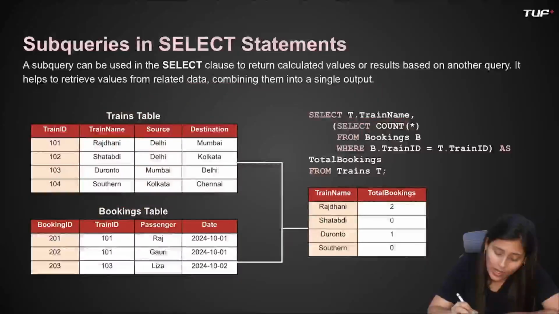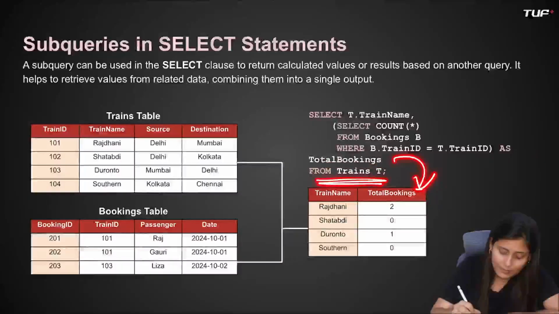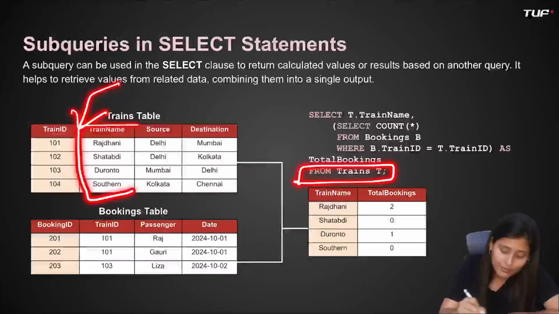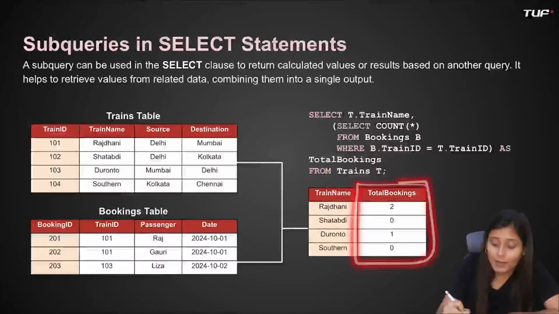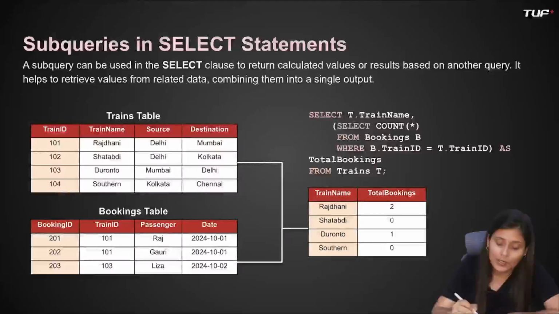So this will be the train name column in the result, and the second column we want is something we will call total bookings, from trains table T. So from the trains table we are selecting two columns. One column is train name, which we have given as it is, and another column we want to create with the name total bookings. But that column will again be a subquery within the select statement. So that's select count of all from the bookings table. What are we selecting? Count of all, which means the number of rows.